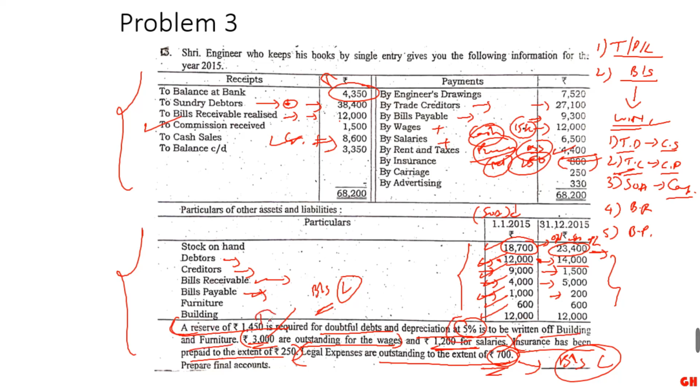Reserve, RDD, basically means that Shree Engineering is assuming that debtors will not pay 1450. So he is assuming that this is like an expense and he has to debit that expense. So the effect will be debited to the profit and loss account, and from the debtors account he has to deduct it directly, because he is doubtful that some debtors will not pay that amount of 1450.